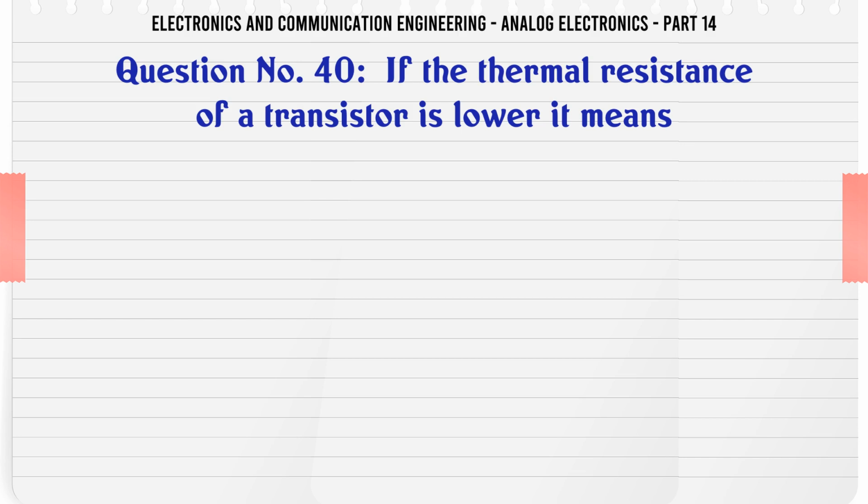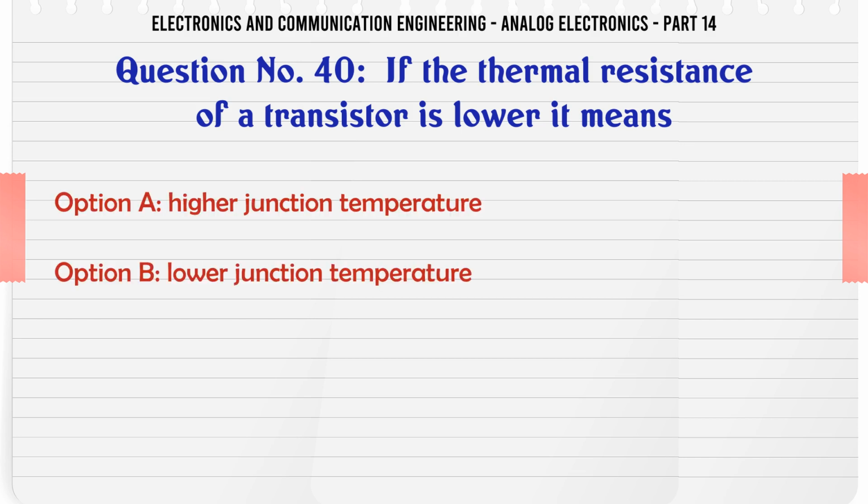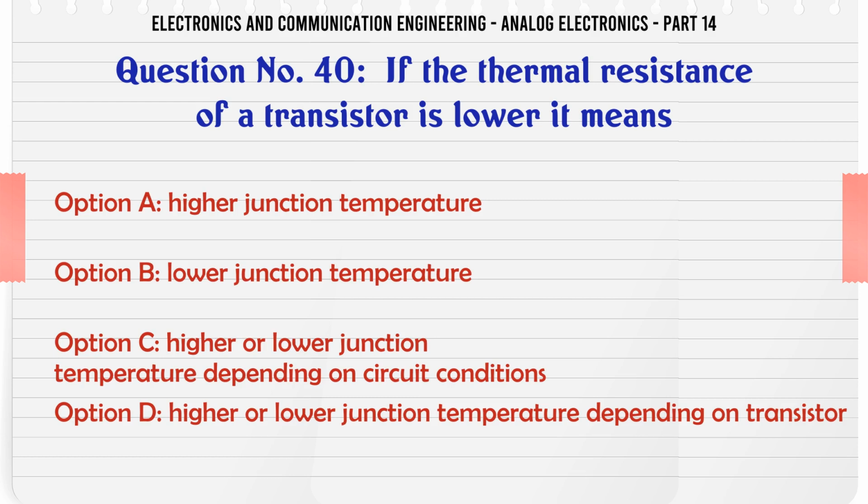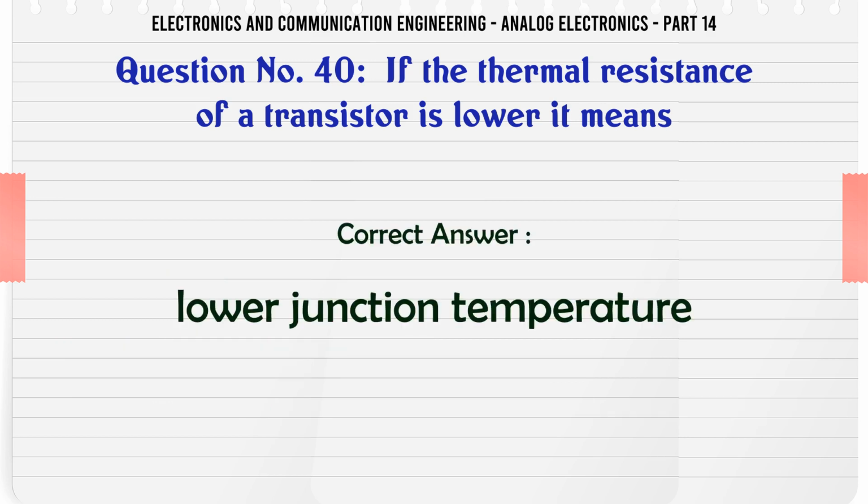If the thermal resistance of a transistor is lower, it means A. higher junction temperature, B. lower junction temperature, C. higher or lower junction temperature depending on circuit conditions, D. higher or lower junction temperature depending on transistor. The correct answer is lower junction temperature.